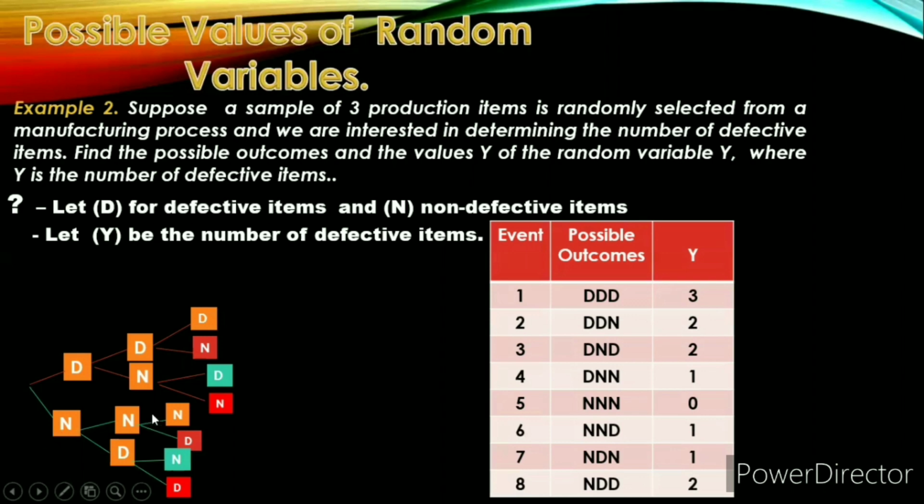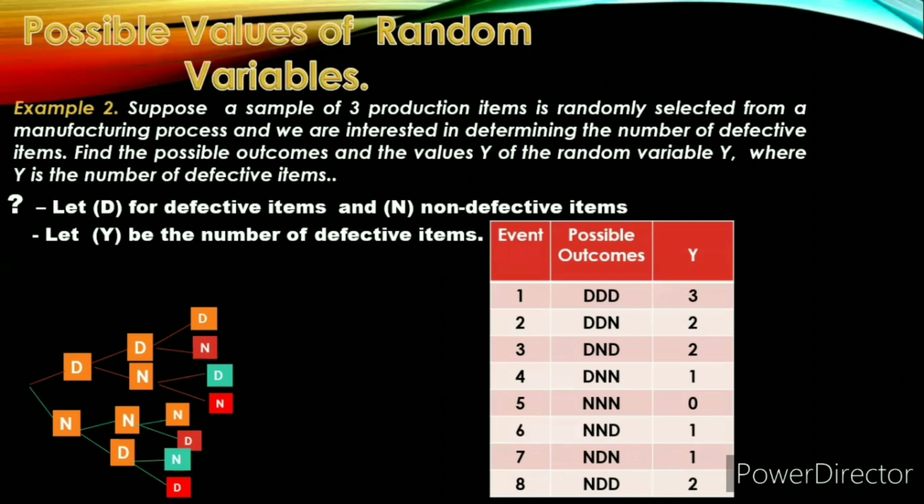We have N, N, N as the fifth event. For the sixth event, we have N, N, D. And the seventh event is N, D, N. And the eighth event, we have N, D, D. Therefore, these are the possible values kung tatlo yung i-select natin na production items. It's either defective ba siya or non-defective.